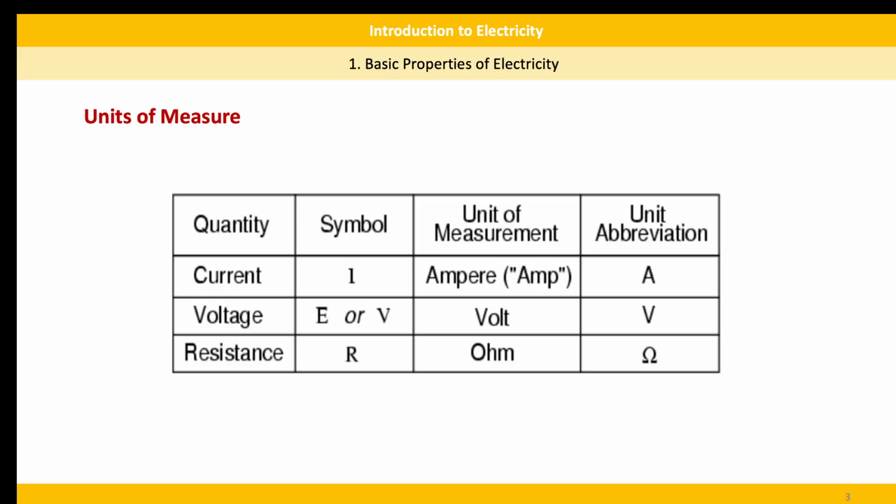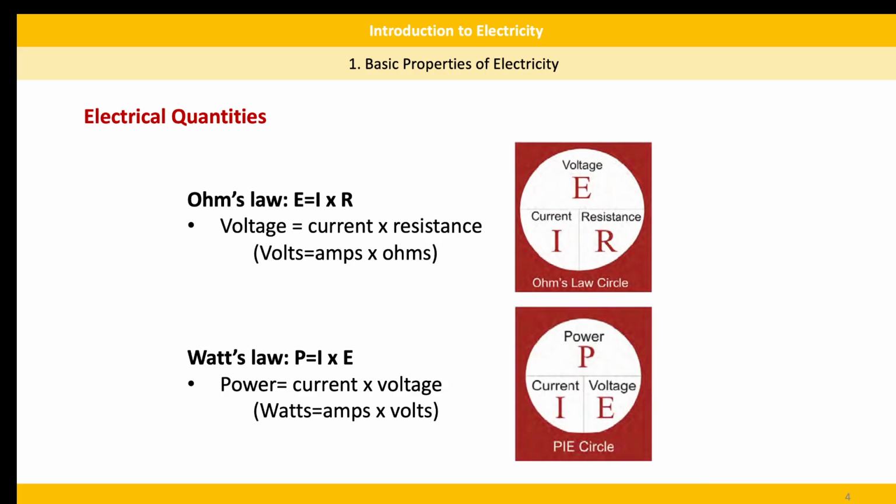So here I provide a summary of the quantities and units. You can just record this information. Current, I, unit is A. Voltage, symbol is E or V, unit is V, volt. Resistance, symbol is R, and unit is ohm.